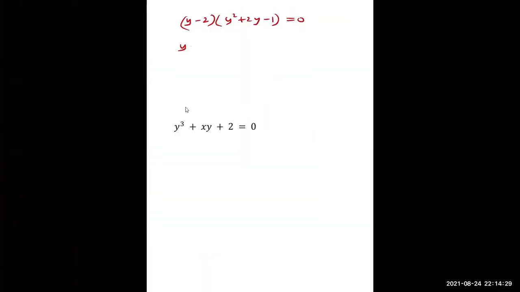From this equation, you get y minus 2 is equal to 0, or y squared plus 2y minus 1 is equal to 0. That's because this is a product. See, this expression times this expression is 0. That means y minus 2 has to be 0, or the other expression has to be 0. From this one, you get y is equal to 2. And to solve the other one, you use the quadratic formula.